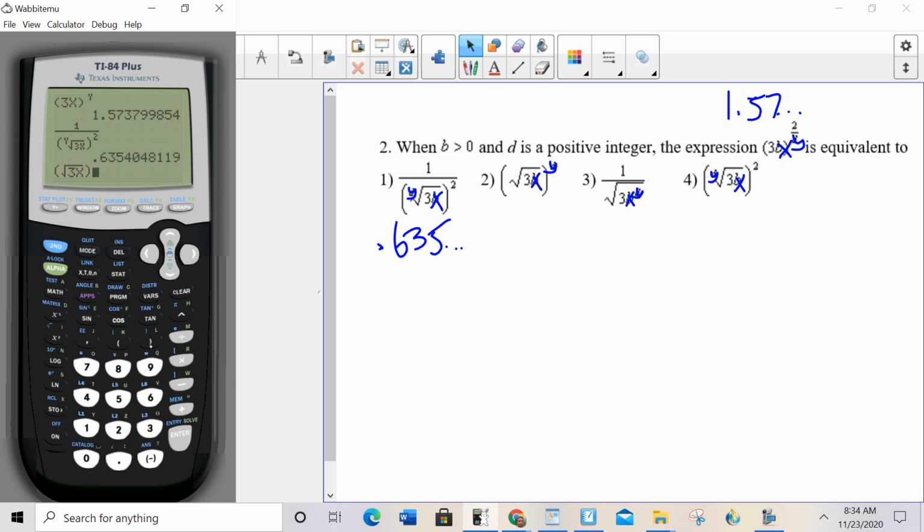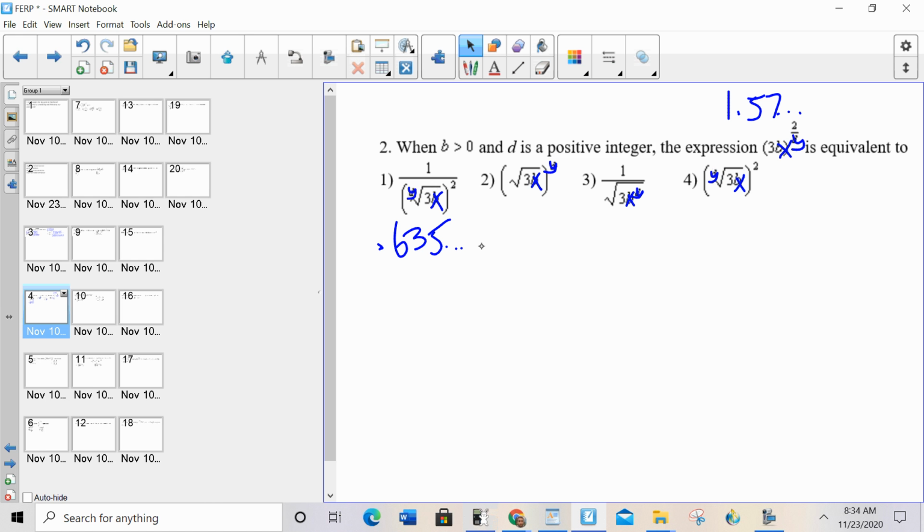3x, and then outside parentheses to the power of y. 1.19 E11. That is not equivalent to my original. So I go to my next choice.